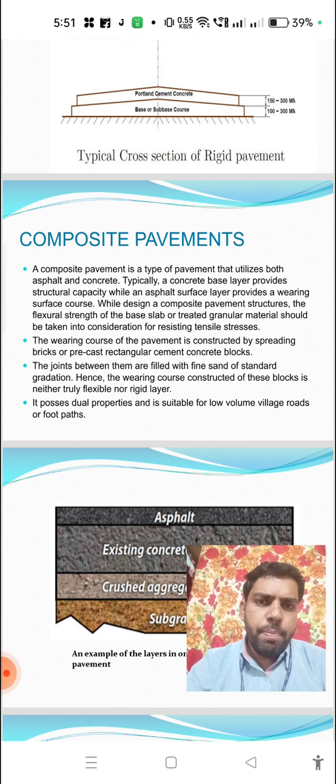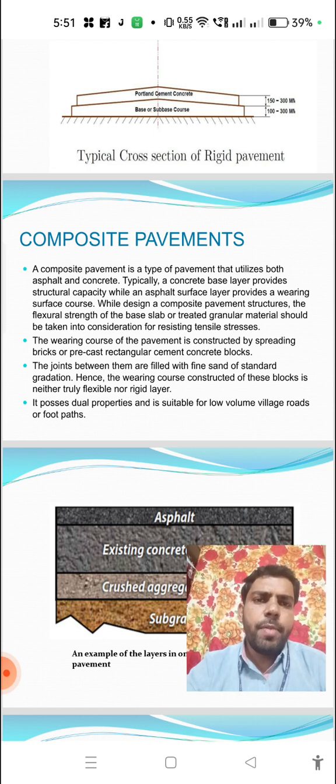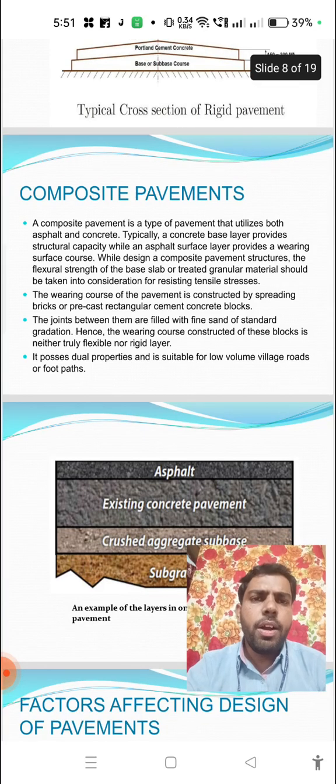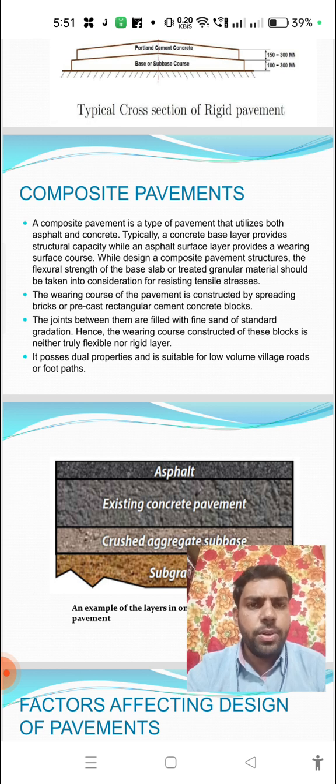In composite pavements, this type of pavement utilizes both asphalt and concrete materials. A concrete base layer provides structural capacity, while the asphalt concrete layer forms the wearing surface course. In the design, the wearing course of the pavement is constructed by spreading bricks or precast regular cement concrete blocks like footpaths.